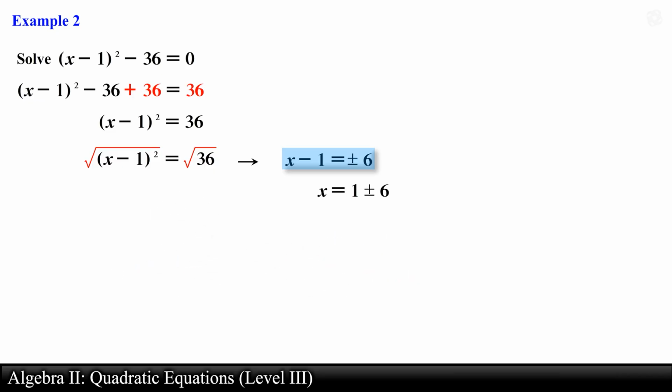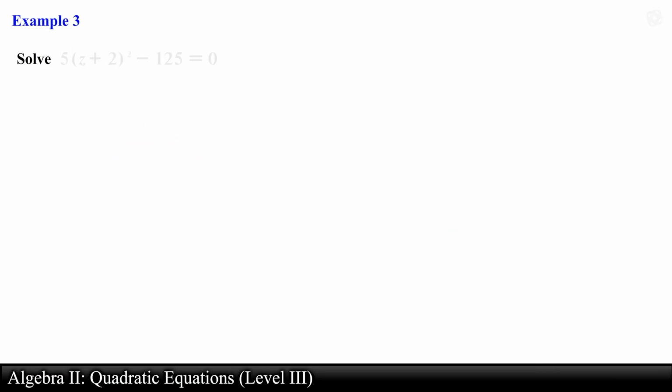X equals 1 positive negative 6. Note that whenever possible, simplify the expression so that you explicitly show both answers. For example, this expression can be simplified as x equals 1 plus 6 and x equals 1 minus 6, which simplifies to 7 and negative 5 respectively. It's also a good idea to check your answers, especially during quizzes and tests. Let's go ahead and try the next equation.